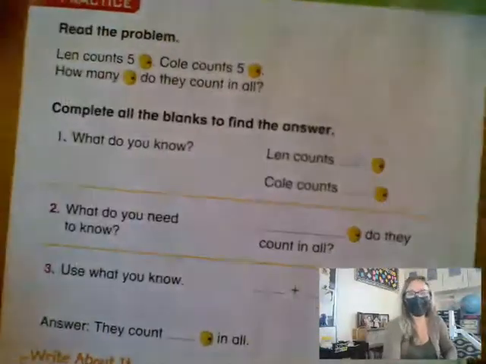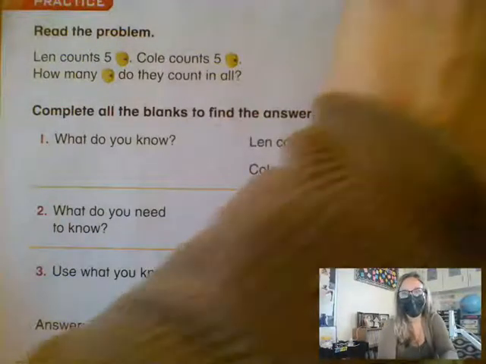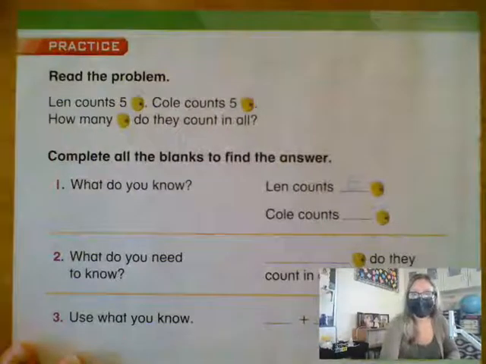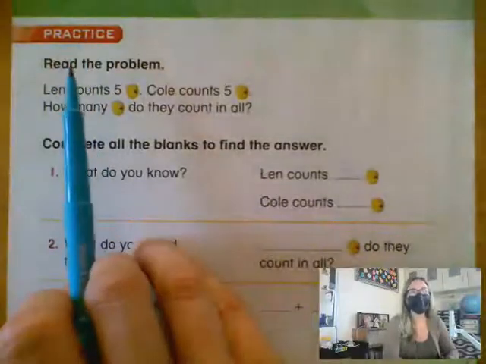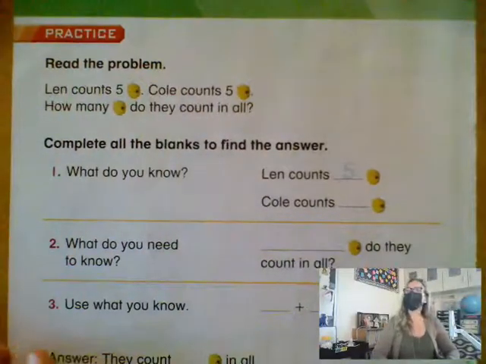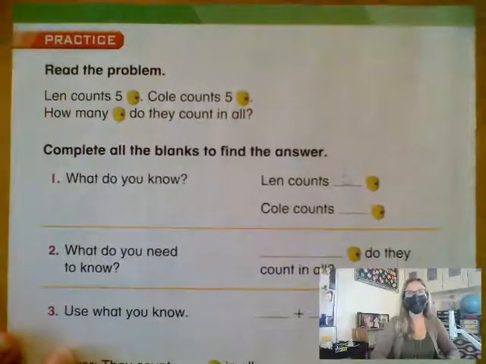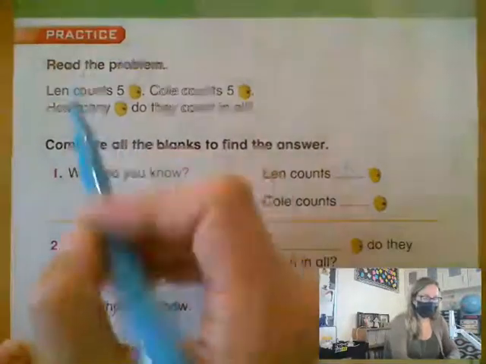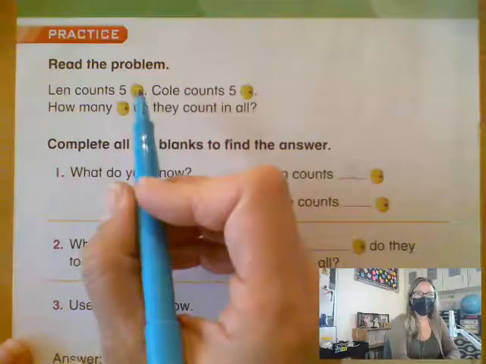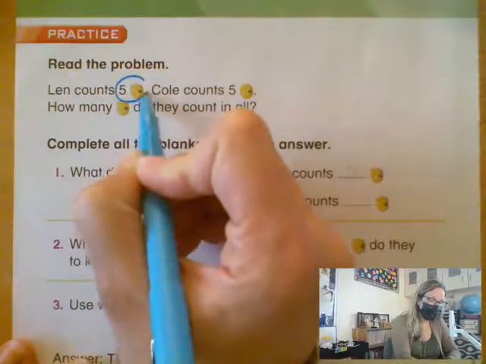All right, go ahead and turn the page now. We are on the top of page 64, okay? All right, so on the top of page 64, it says practice. Read the problem. Would somebody in the room like to read this problem nice and loud so that our friends at home can hear it too? Connor, go ahead, nice and loud. We're reading about Len. Len counts 5. What are those? Yeah, 5 bees nests. So everyone's going to circle 5 bees nests, and Connor's going to keep reading.